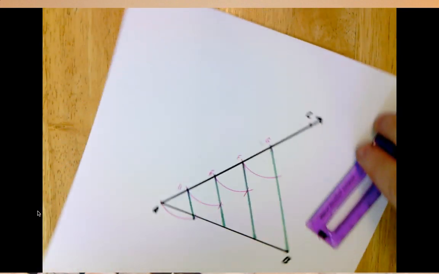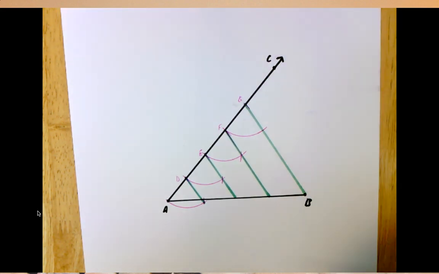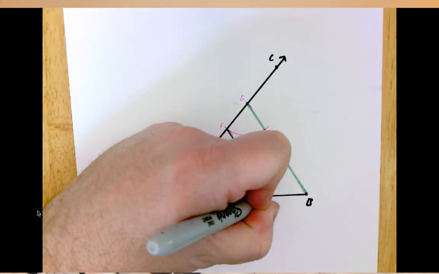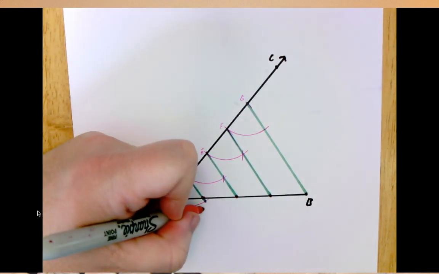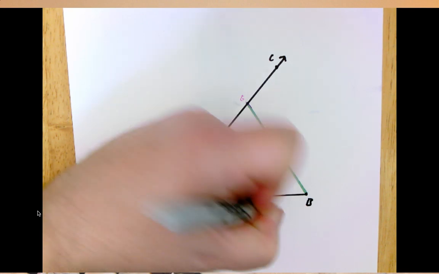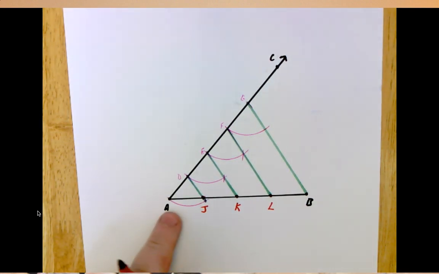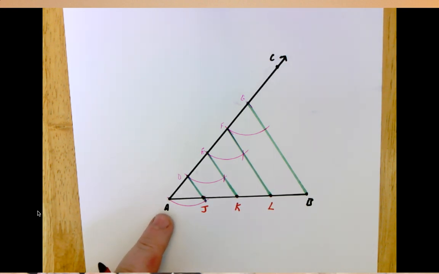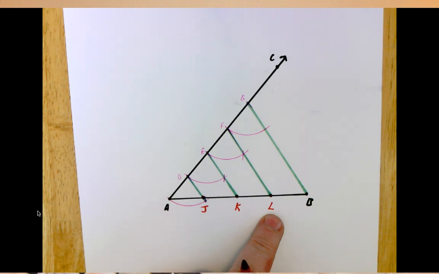If I reorient the paper, I can now name these points here, here, and here. I can name them J, K, and L. AJ is congruent to JK, is congruent to KL, is congruent to LB, and AL is in a 3-to-1 ratio with LB.